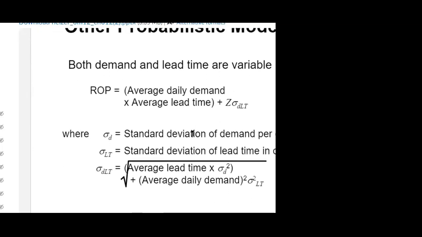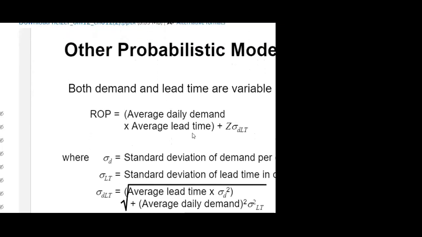And the last one is the probabilistic model where both the lead time and the demand are variables, they're changing. So of course, for both of them, you would have the standard deviation. So you can see here, standard deviation of demand will be given to you. Standard deviation of lead time will be given to you. And using these two, you will calculate the standard deviation of DLT, demand and lead time together.